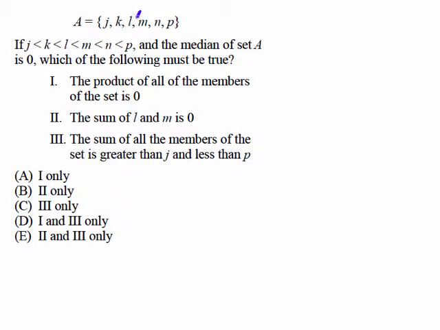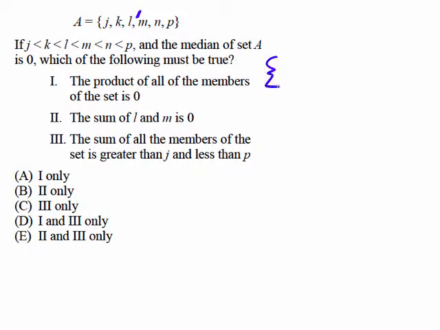And if the median isn't one of these elements, then the fact that the median is 0 does not necessarily mean the product of all the members of the set is 0. In fact, it means they definitely aren't, right? Because J, K, L, M, N, and P are all different. There's no less than or equals, it's just less than. So there's no way for L and M to both be 0. And so there is no member of this set that is 0.